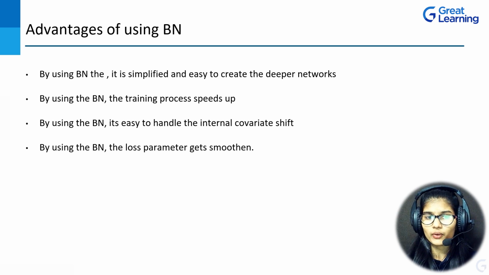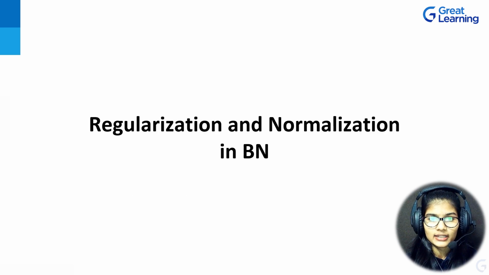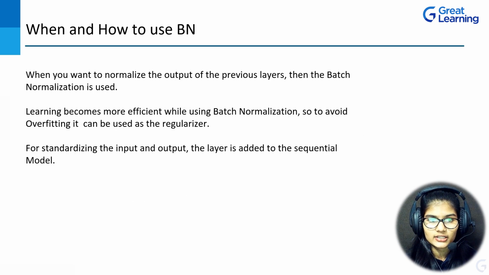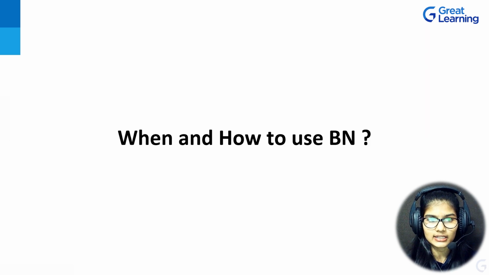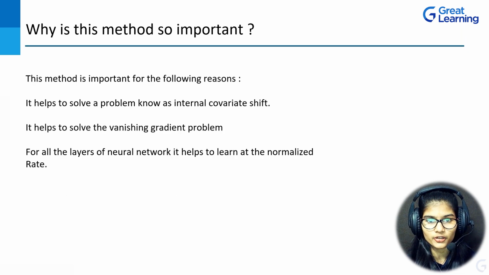Some minutes before, I told you about the internal covariate shift, right? We learned about this internal covariate shift once more. Let me take you to where we used this. I guess we used it when we discussed how batch normalization works and how it acts as regularization. Right here we learned about this internal covariate shift. Why is this method so important?